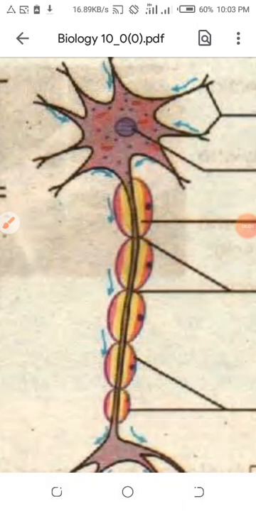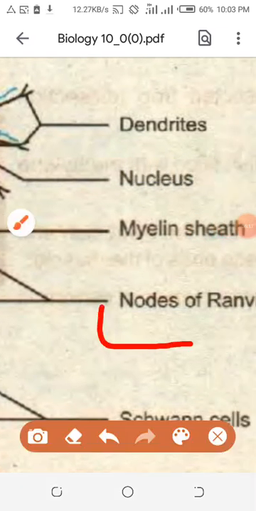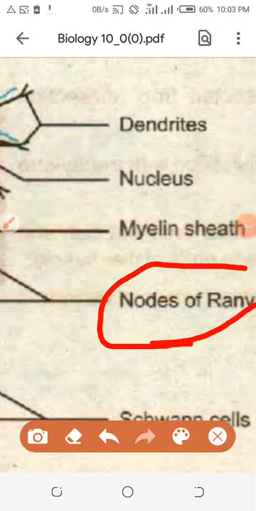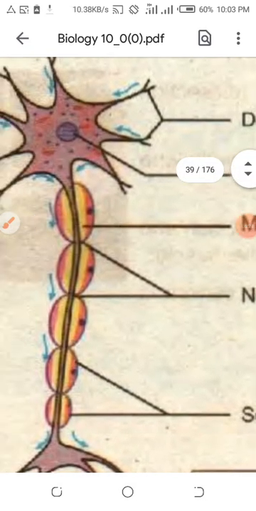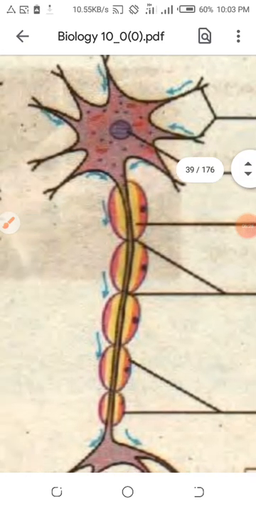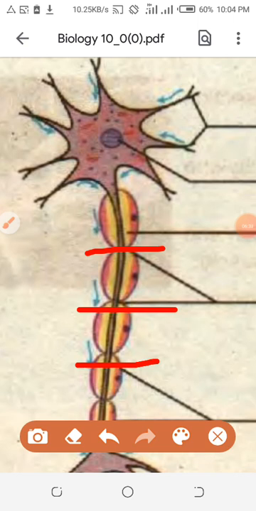These nodes of Ranvier, I am going slowly because this is a little conceptual. Where are they situated? They are situated at different points of the axon. This is one point of the axon, this is another point, this is the third point of the axon. So at these nodes of Ranvier the nerve impulse can be transmitted.